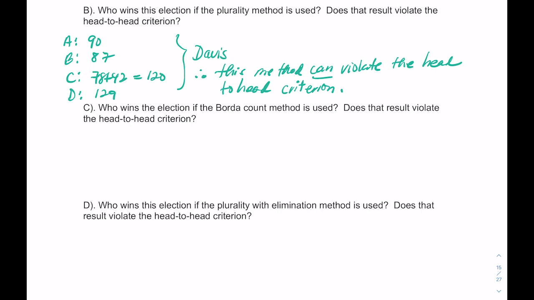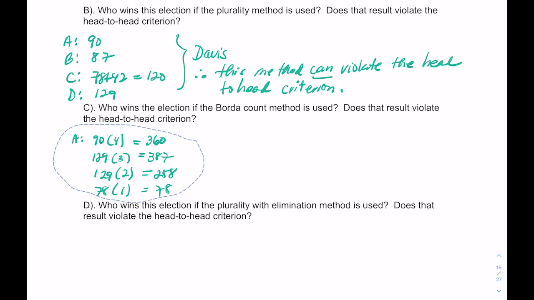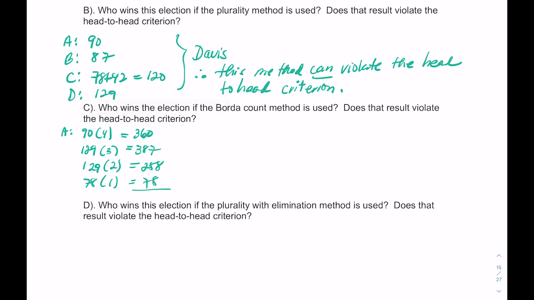How about Borda count? So for Borda count, remember we're ranking and then assigning points to quantify that rank. So we know A had 90 first place votes, and then it had 129 second place votes. They had 87 plus 42, so 129 third place votes, and then 78 fourth place votes. So this gives us 360, 387, that would be 258 and 78. And if I add all of that up, I'm going to get 1,083 points.